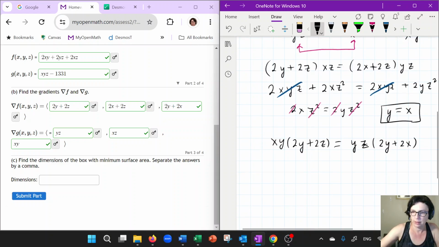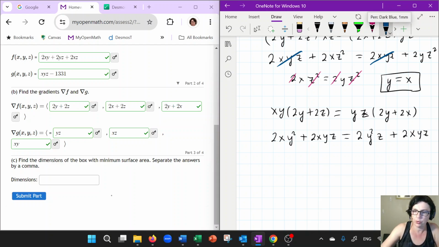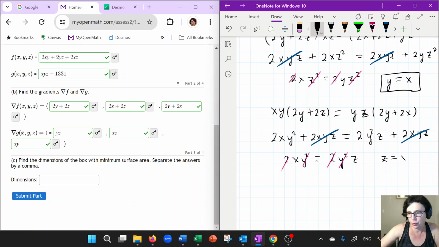It better cancel. Lots of stuff has to cancel. So we get 2xy squared plus 2xyz on the left. On the right, we get 2y squared z plus 2xyz. Okay, awesome. All right, so we do see that 2xyz cancels on both sides. And then we got 2xy squared equals 2y squared z. So guess what? Same thing happens here. The 2 cancels and the y squared cancels. And so what I wind up with is that z is also x.